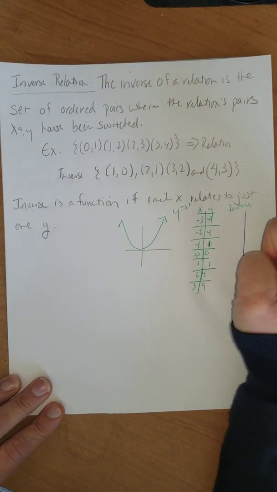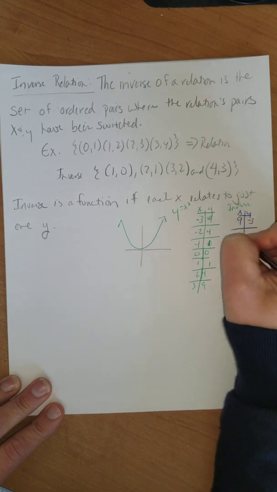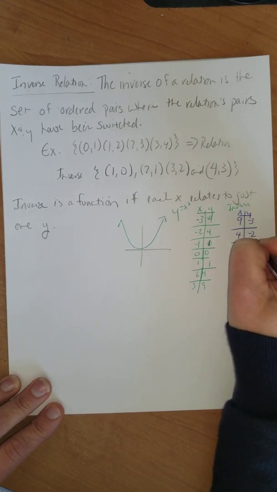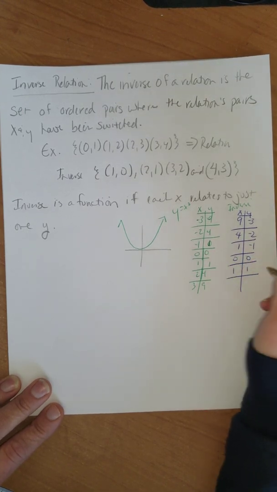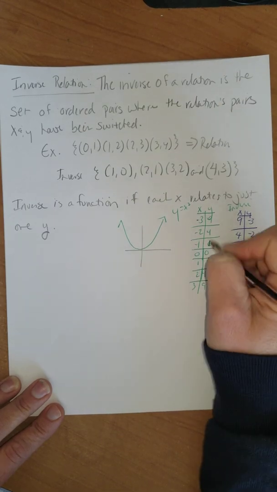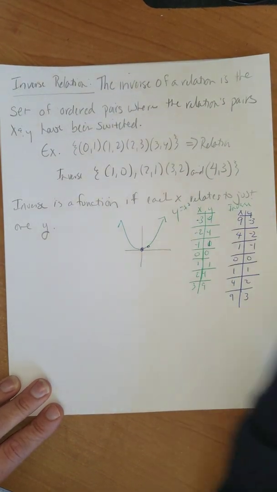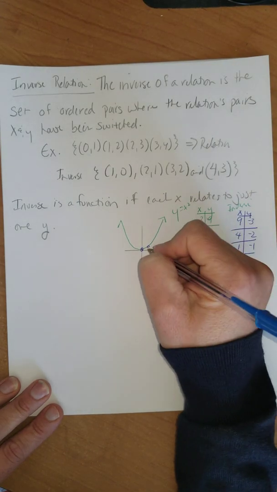we're going to switch the x's and the y's. So this would be 9, -3, and this would be 4, -2, and this would be 1, -1, 0, 0, still there. 1, 1 is still there, 4, 2, and then 9, 3. So we would still have points at 0, 0. Let's say this is 1, 1. And then we'd have a point, let's say at 4, 2.